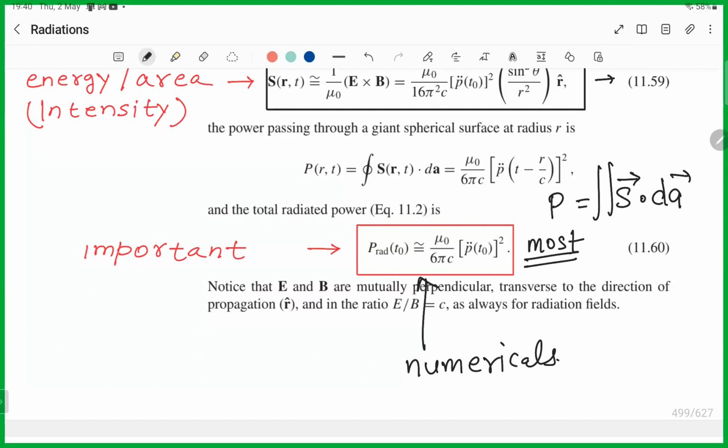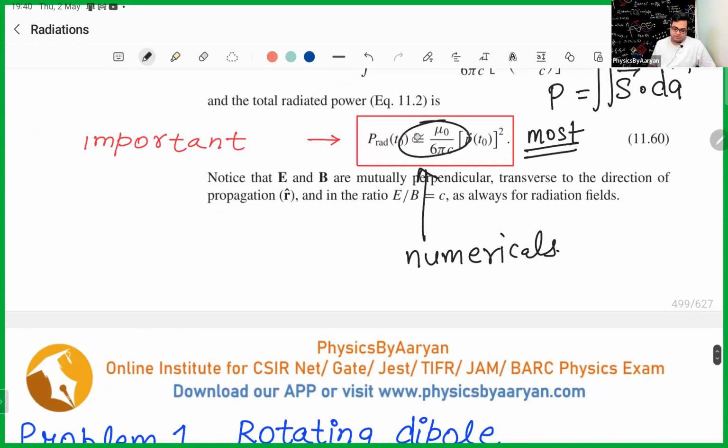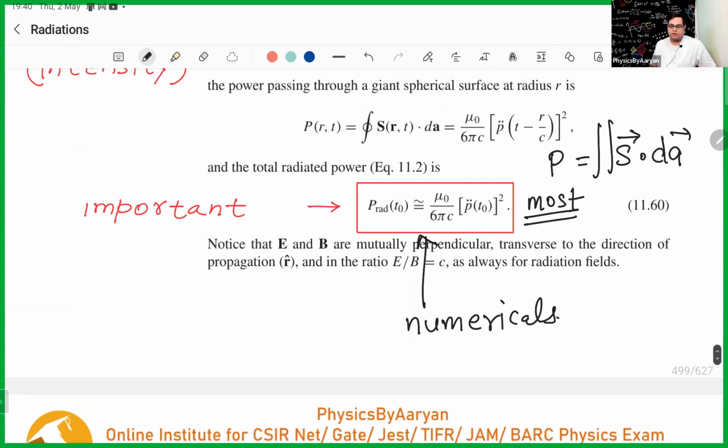Sir, the power is dependent upon the time? Yeah, it can depend upon time, but not on distance. You see, there is no R in this.